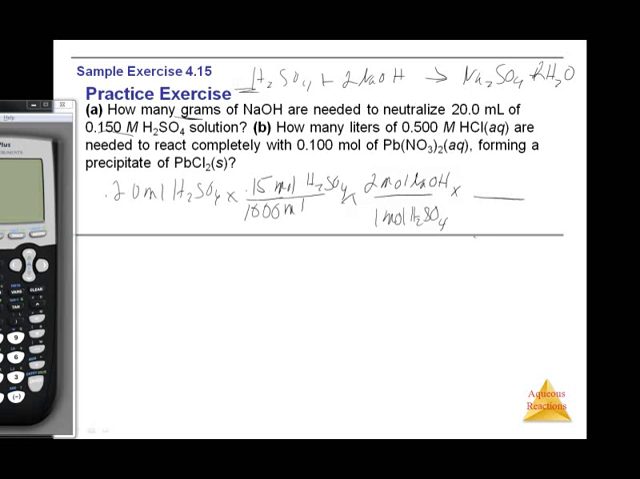So for every 1 mole of sodium hydroxide, I have 40.0 grams of sodium hydroxide. That's its molar mass. So this is going to give me 0.24, let's see, 3 sig figs, 0.240 grams of sodium hydroxide.